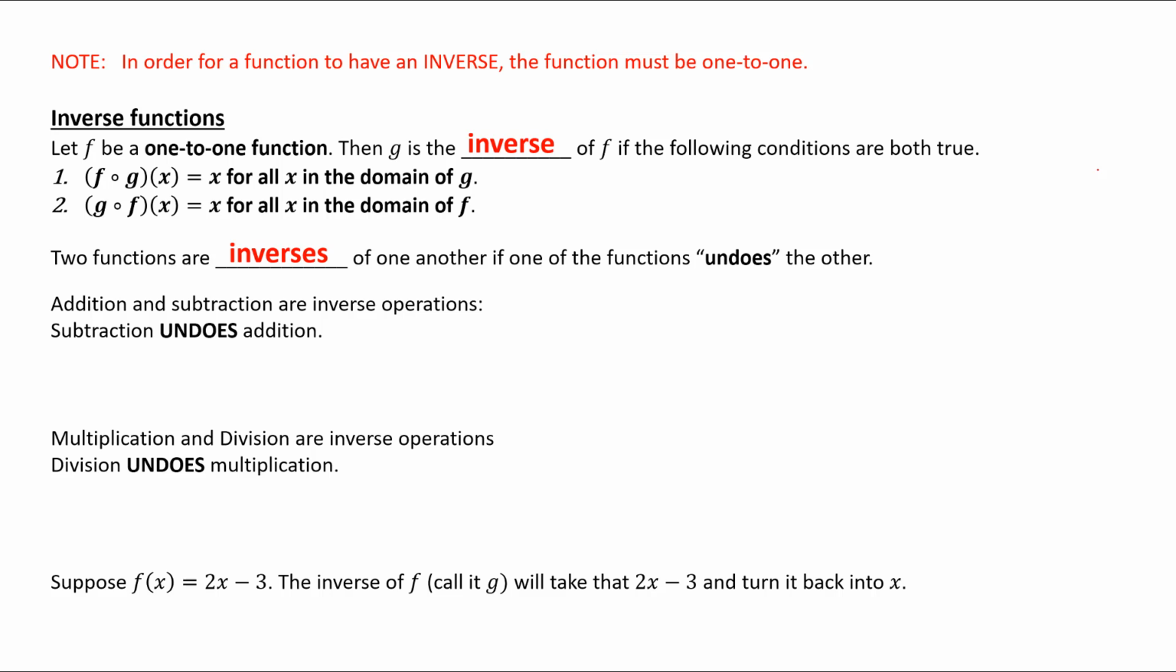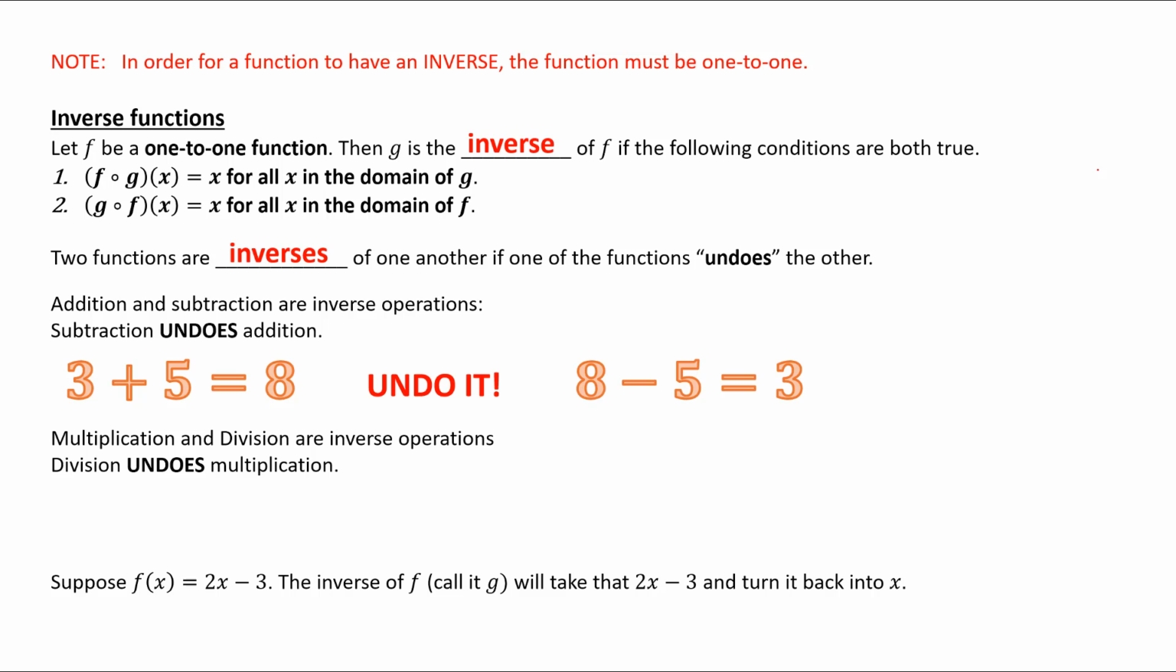What I mean by undoes is just like what I've said in the past about addition and subtraction. If you add 5 to a number like 3 and get 8, subtraction will undo what you just did. Take the 8 and subtract 5 and you're back to where you started. You undid the adding of the 5 by subtracting it.